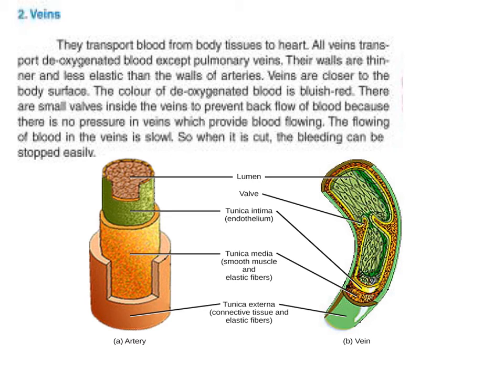because there is no pressure to provide blood flowing. The flowing of blood in the veins is slow. Why? Because there is no pressure. So when it's cut, the bleeding can be stopped easily.